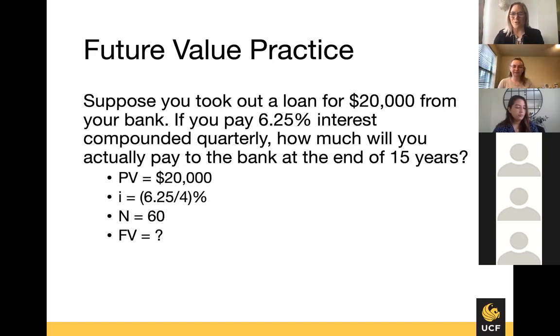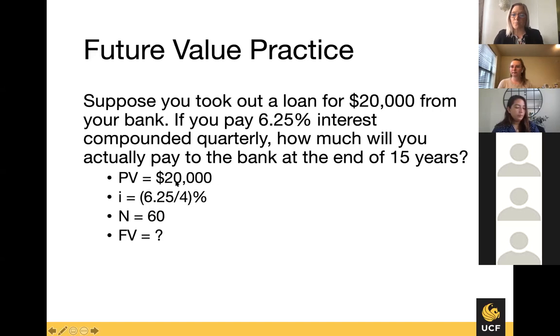So this is just a more generic problem. Suppose that you took a loan out for a piece of equipment or a vehicle or whatever the case may be. And so you took a loan out for $20,000 from your bank, and they're going to require you to pay 6.25% interest, which will be compounded quarterly. And so if you take 15 years to repay this loan, how much in both principal and interest will you actually be paying back to the bank? That's the question of the day, of course.